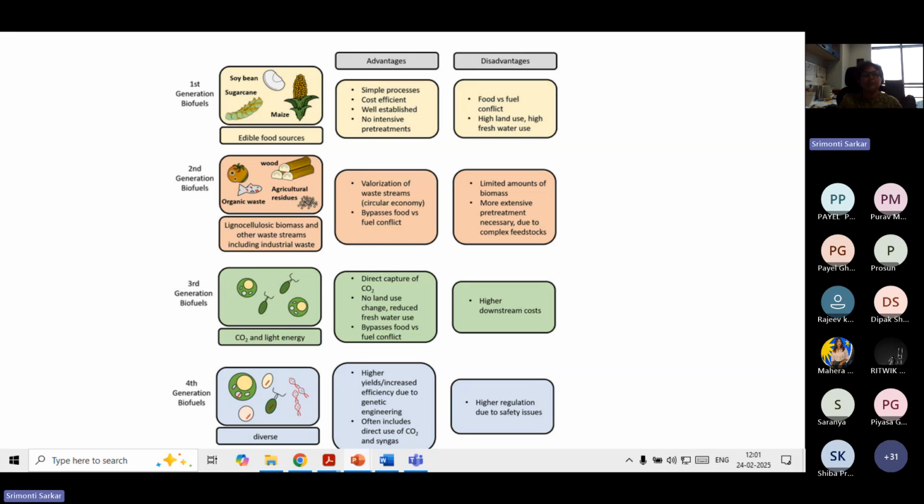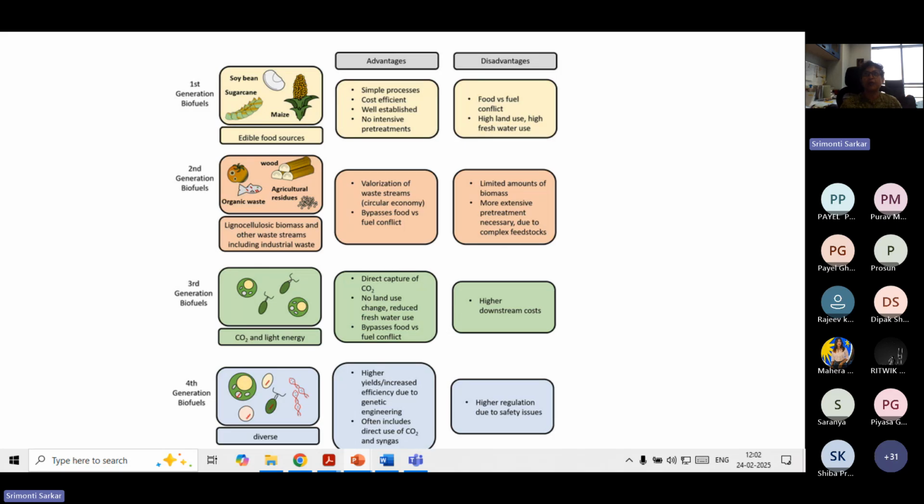So, getting back, when you are using food crops, it's a simple process. It's more cost efficient because you have a lot more simple sugars that the plant is producing that can be rapidly converted into bioethanol. And it doesn't require any pre-treatment. You don't need any pyrolysis. But as this slide puts it, there's a food versus fuel conflict.